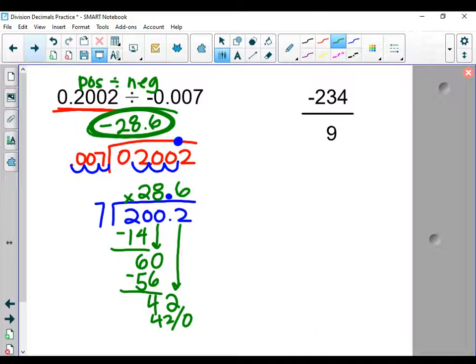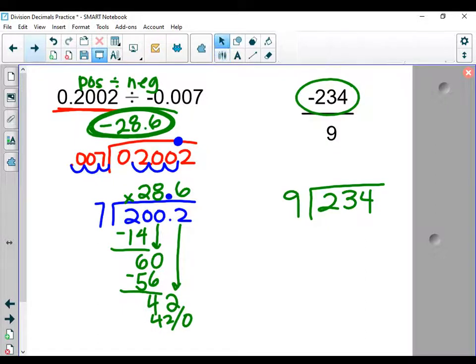Next problem. Top number on the inside. No decimals on the outside, so that's good. I've already got that taken care of. Move the decimal straight up. Wait, I don't even see a decimal. Oh yeah, whole numbers, it hides at the end. You don't have to write it, but it's there when you need it.